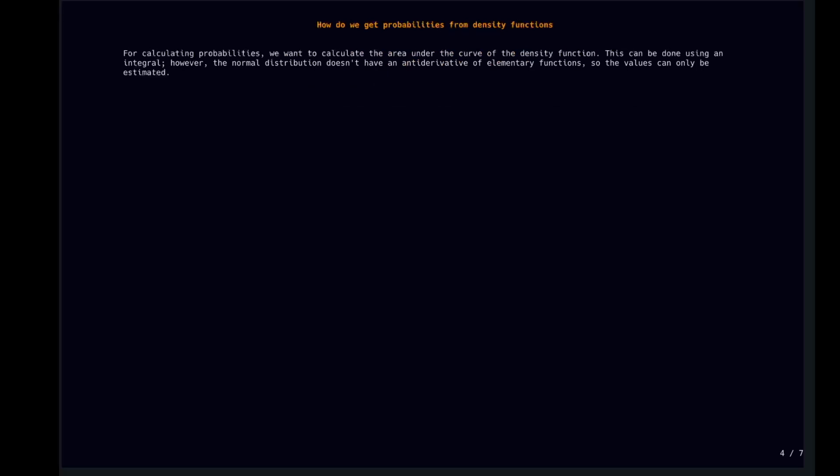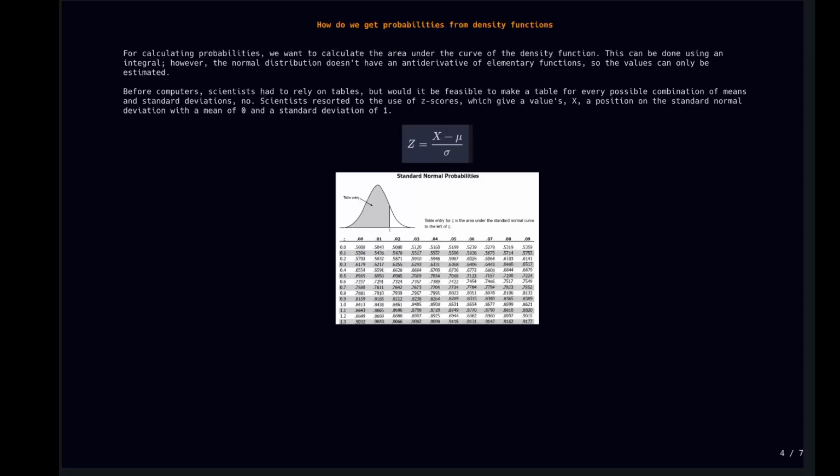And how do we actually calculate probabilities from density functions? For calculating probability, we want to calculate the area under the density function, as it gives a weight to the density function. We can do this using integrals, if you're familiar with that. But the normal distribution doesn't have an antiderivative of regular functions such as x squared, x cubed, sine, cosine. So we can only estimate our values. And before computers, if you had infinitely many parameter settings, it would be impossible to do that.